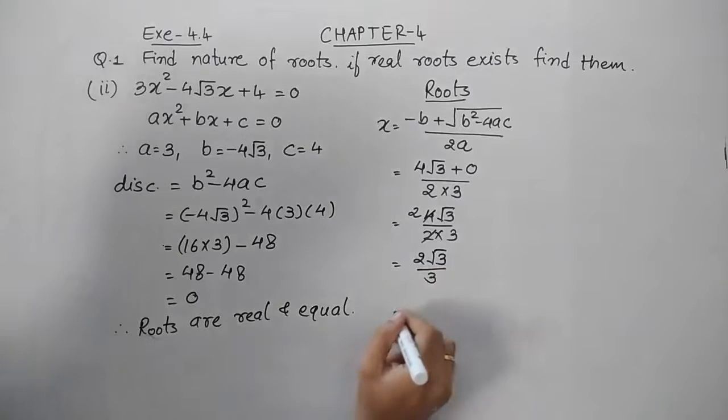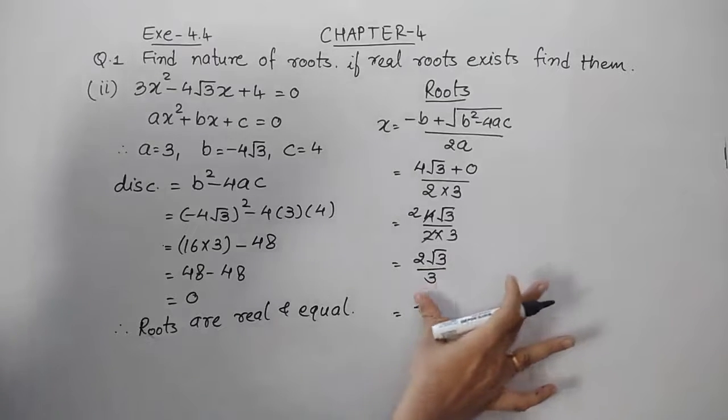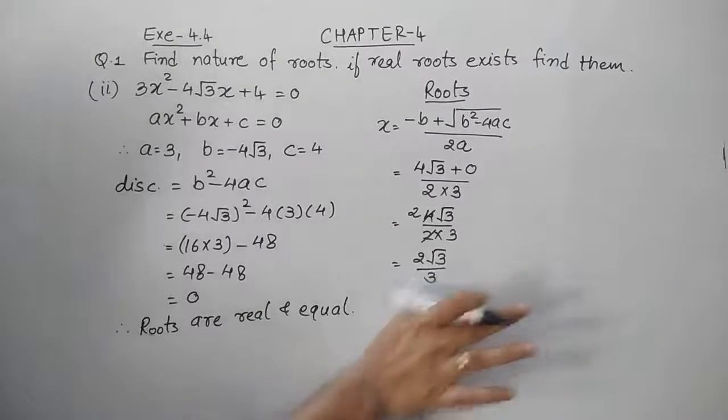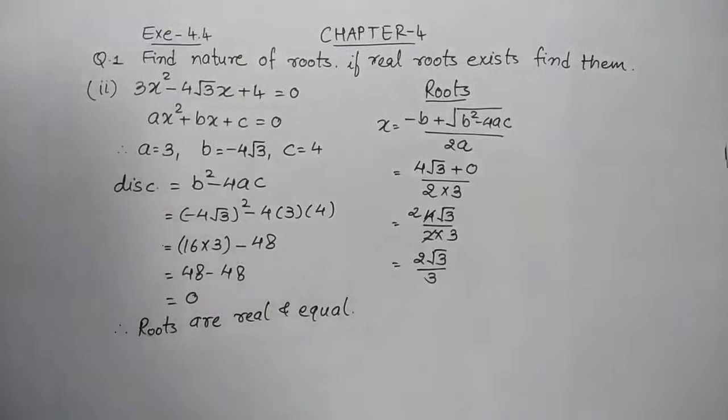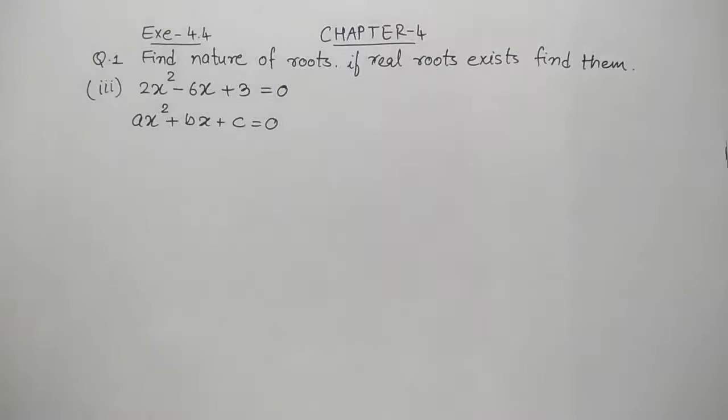Sometimes this can also be written as the denominator is 3. Let's keep it as it is. So the answer is 2 root 3 upon 3. As there are two roots, but as we discussed earlier, the roots are real and equal. So the other root is also the same. So there are two values of x and both the values of x are same, that is 2 root 3 upon 3. Let us continue with the next one.